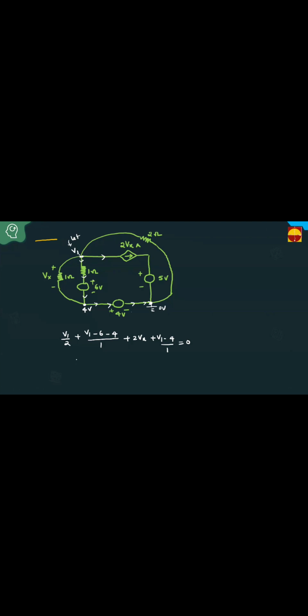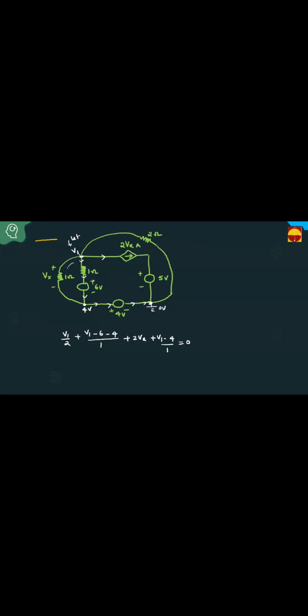Or you can write the V1 in terms of Vx. Directly you can get the Vx. You have to write the V1 in terms of Vx. How to write V1 in terms of Vx? Shall I write like this? This is 4 volts now. This is 4 volts. This is 4 volts.